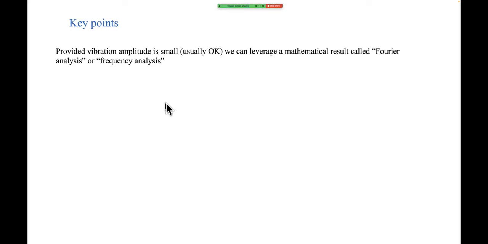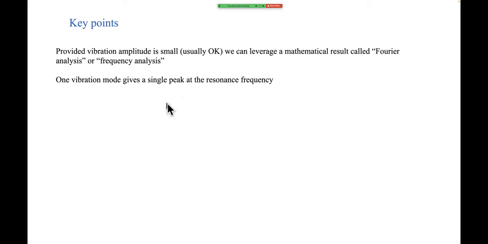Let me now sum up what we've learned this time. We've learned, or at least I have told you, and you have to believe, that provided the vibration amplitude is small, then we can leverage this mathematical result called Fourier analysis, or frequency analysis. How do we know it's small enough? Well, for instrument bodies, it generally is. We're not talking about the string vibration here. The vibration of the body of an instrument is less than a millimeter, usually a lot less than that. So this assumption of small vibration is generally okay.